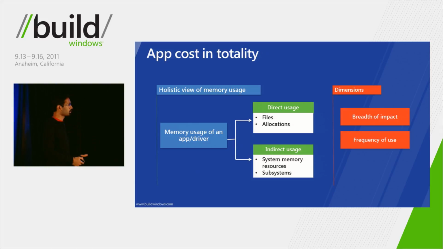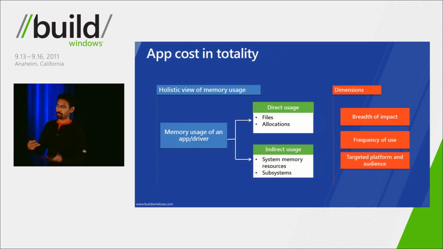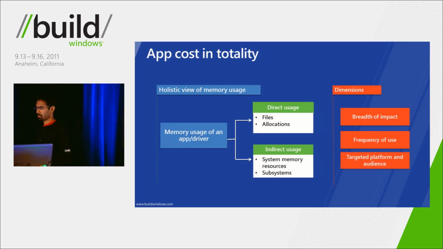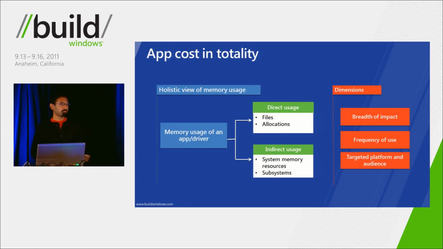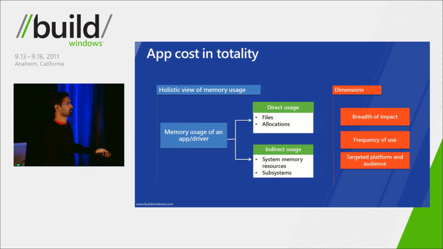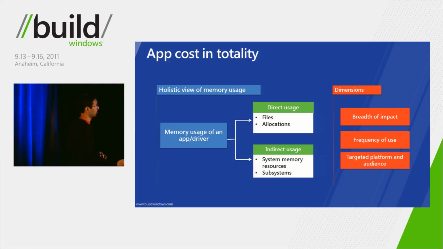And lastly, you also want to think about what is your target audience and what's the platform you're designing for. For example, think about designing a NIC driver for server as compared to having that on client. The requirements, the constraints are completely different. So you want to be really aware of your target platform and whether your feature set is applicable to that target platform. So that's application cost in totality.